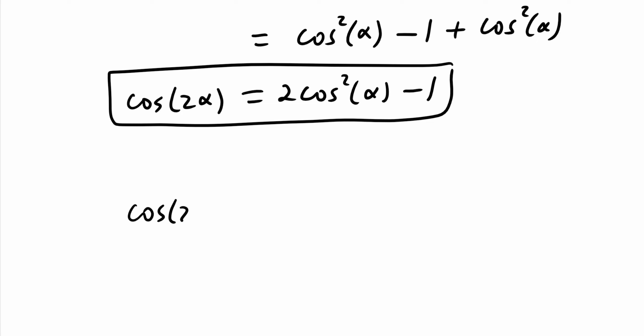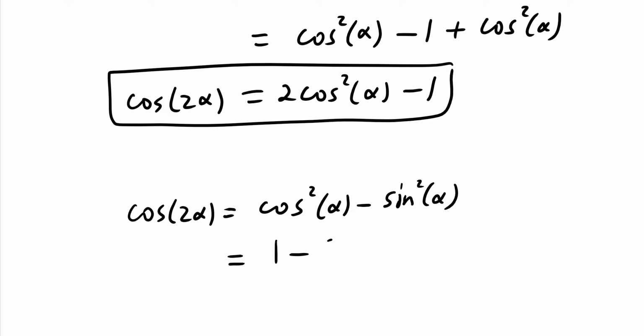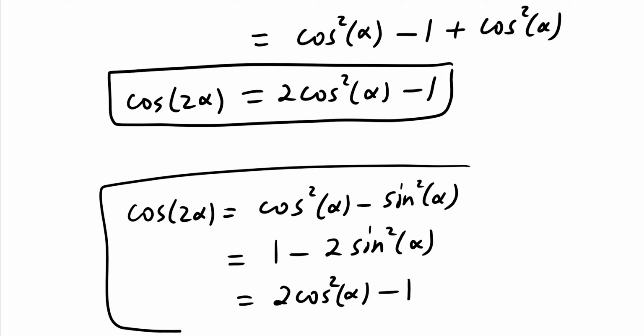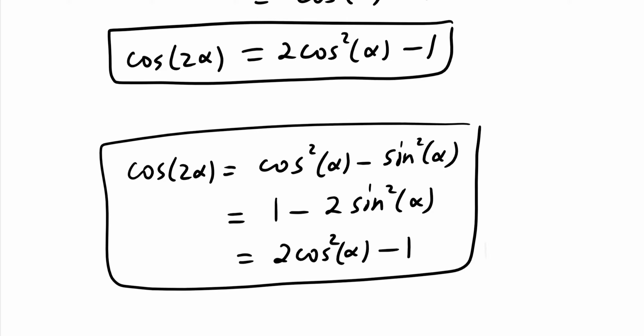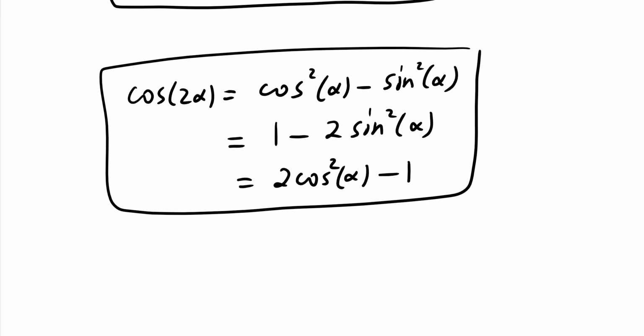So let me rewrite them, summarize them here. It is cosine square alpha minus sine square alpha, or 1 minus 2 sine square alpha, or 2 cosine square alpha minus 1. In some situations, it's sometimes easier to use the second than the third, or the third than the second, or the first than the other ones. So every situation is different here.